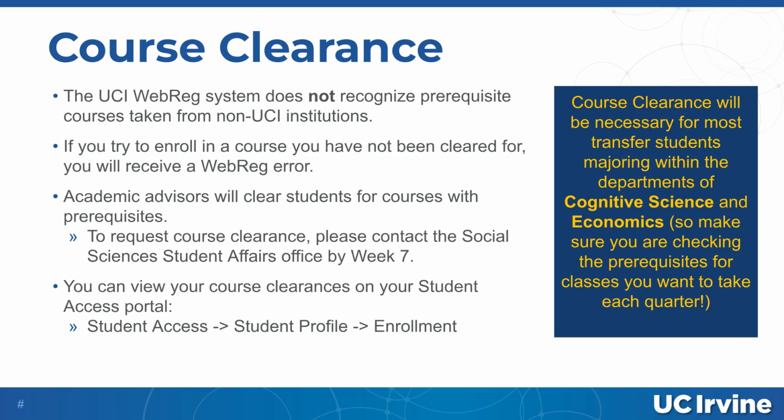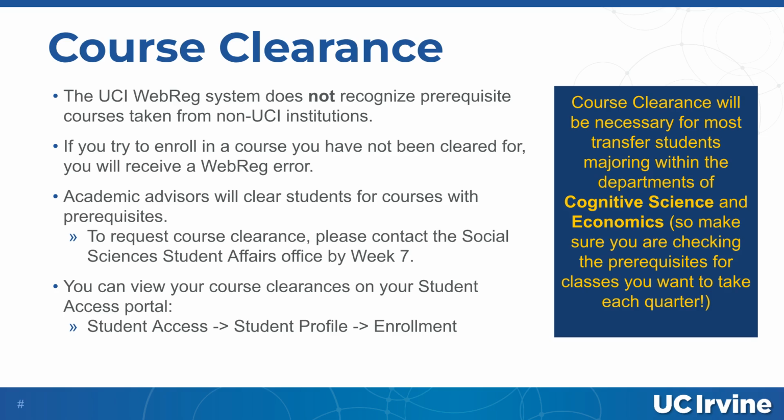Please be aware that course clearance will be required for most transfer students majoring within the departments of Cognitive Science and Economics, so it is important to carefully review the prerequisites for all courses you intend to take each quarter. You may view your course clearances through your Student Access portal by navigating to Student Access and selecting Enrollment under Student Profile.